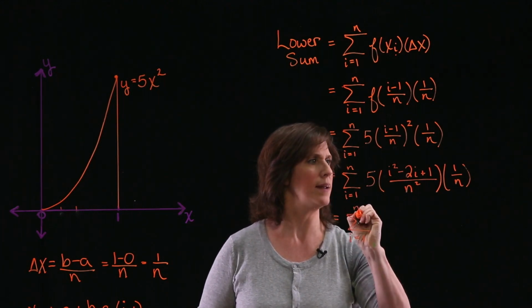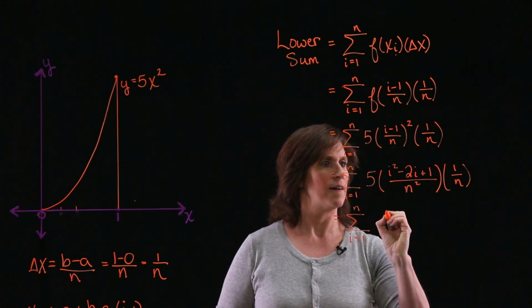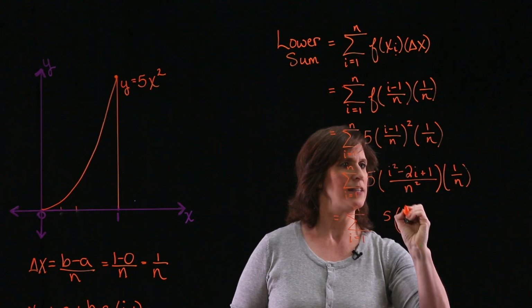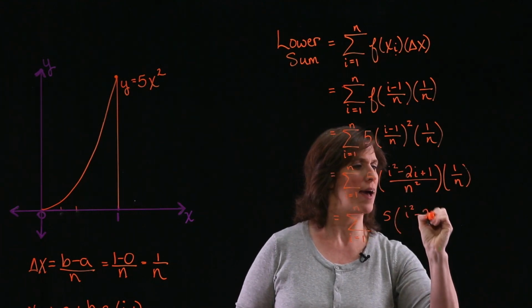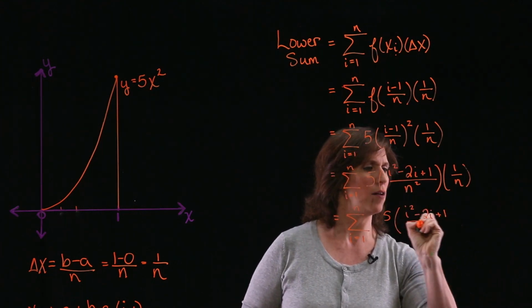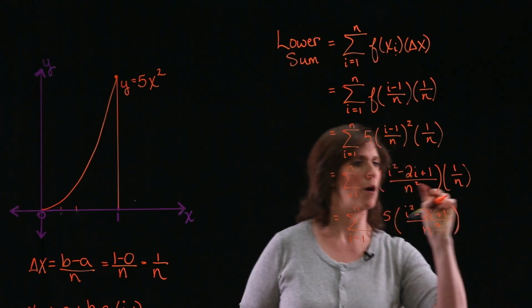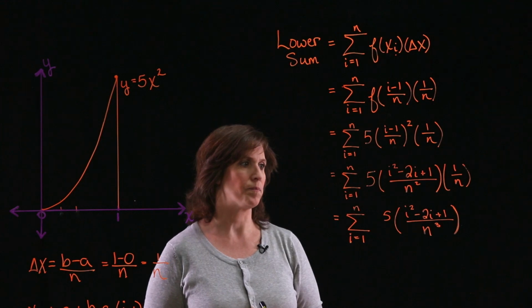I equals 1 to n. I'm going to have 5 times the quantity i squared minus 2i plus 1, all over n cubed, multiplying those two fractions together.